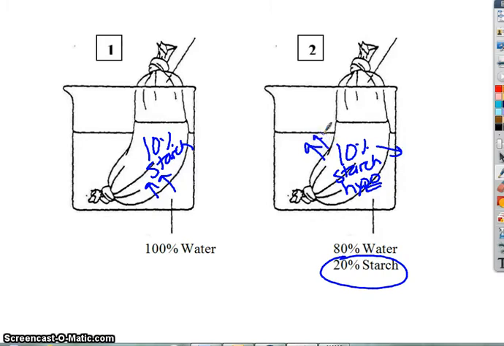If you wanted to figure it out a different way, you would say, well, water's going to go from where there's more to where there's less. If there's 10% starch, the remainder, the other 90% in here, would be water. Therefore, water's going to go out because there's only 80% water outside and there's 90% water inside.